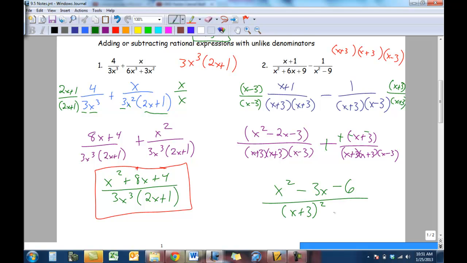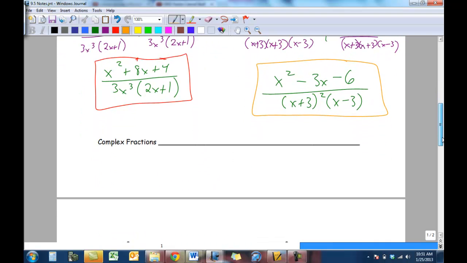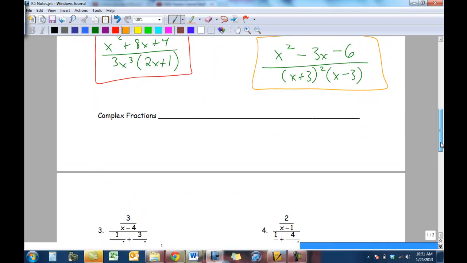Tell you what, just for the sake of writing, x plus 3 and x plus 3 is x plus 3 squared, right? Times x minus 3. Now again, look at this top. What multiplies to negative 6 but adds up to negative 3? In this case, nothing. So again, we're all set there. All done. All right. That brings us to page 2.